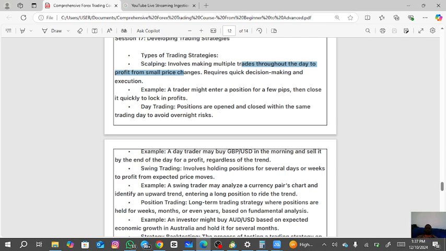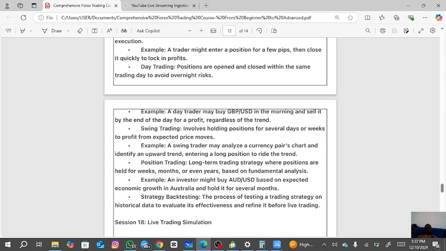The swing trader holds positions for several days or weeks to profit from expected price movement, right? They hold trades for days, weeks, more than 4 days, even more than a week, for 2 weeks, 3 weeks. That's swing traders for you.